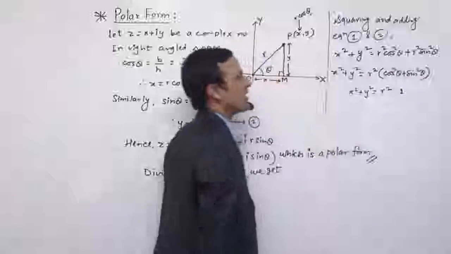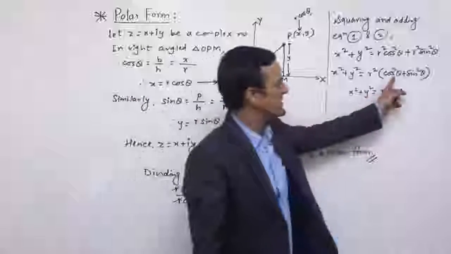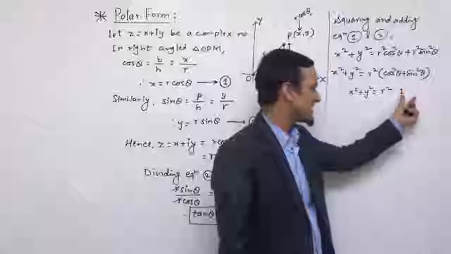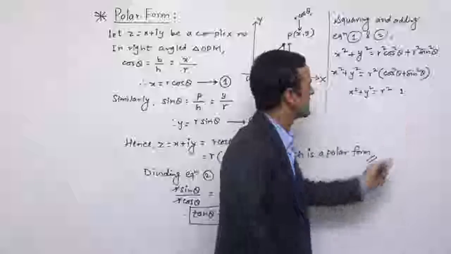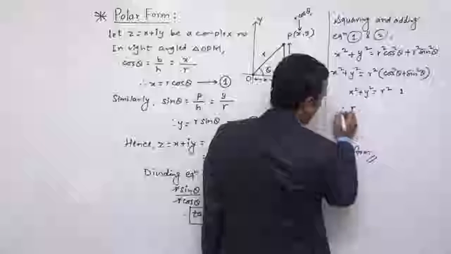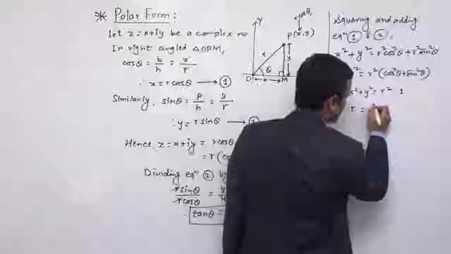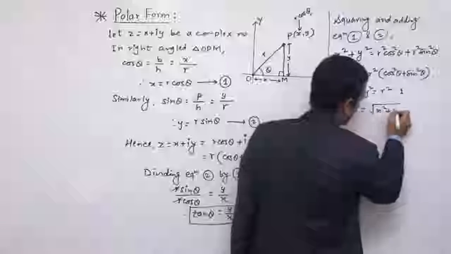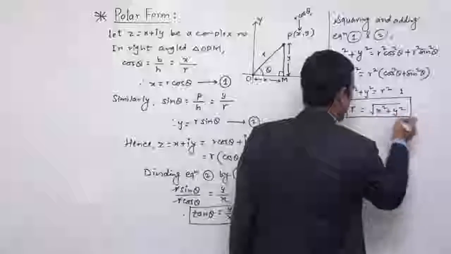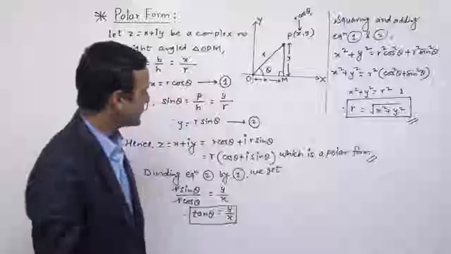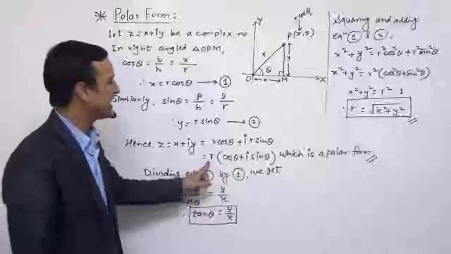Its value is 1. From the trigonometric relation, we get sin square theta plus cos square theta means 1. So if you find out the value of r from here, then we get r is equal to root under x square plus y square. So this is the formula to find the value of r or radius.